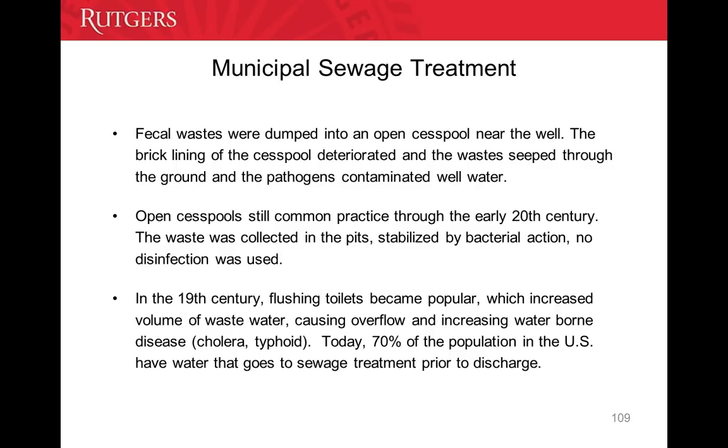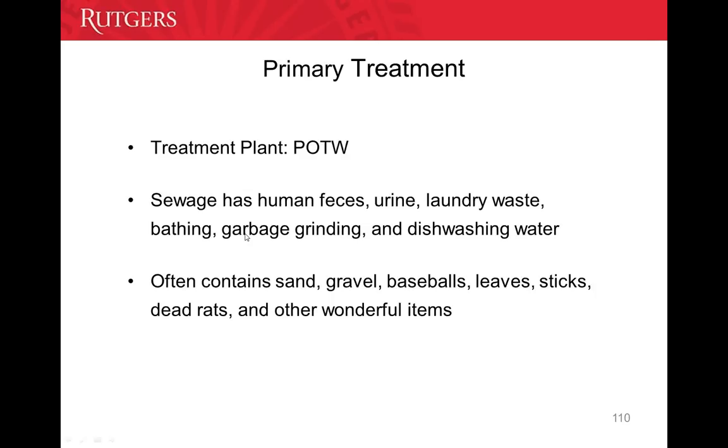Today in the United States, for about 70% of the population, the water from the waste goes to the sewage treatment plant. Those are called publicly owned treatment works, okay? And primary treatment is when we take that sewage, which has human feces and urine and laundry waste, bathing waste, garbage grinding and dishwasher water. Sometimes it even has, you know, rats and bats and sticks and leaves and baseballs and every other thing. That's pretty much what's in that water as it goes to the primary treatment.